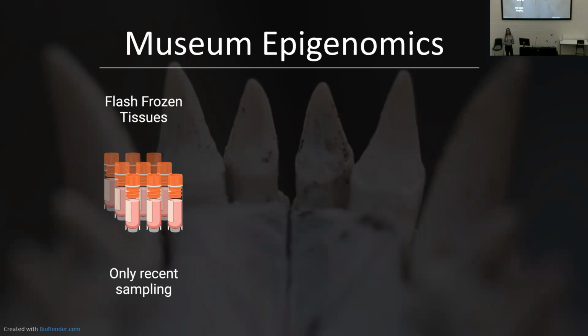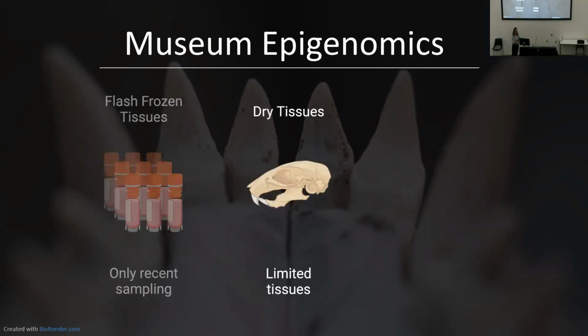This can be a great source of RNA. This can be a source of DNA methylation. You name it, you can probably get it out of these tissues. Unfortunately, sampling with frozen tissue only started relatively recently. And so getting at specimens that represent the state before massive change is impossible with these kind of specimens.